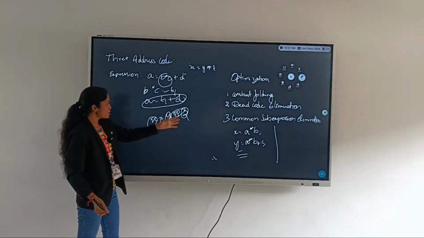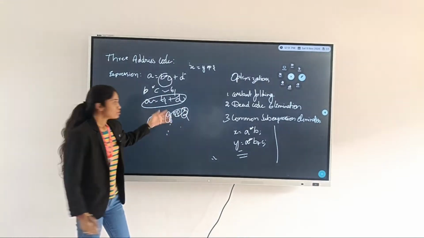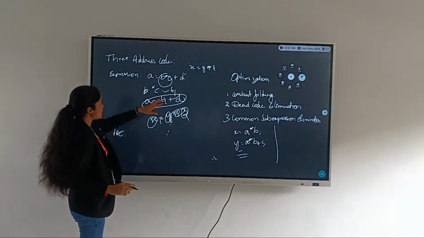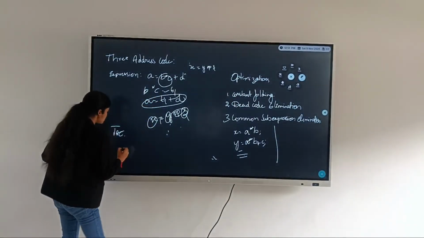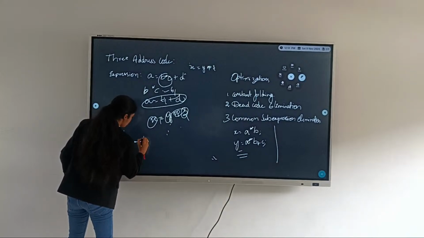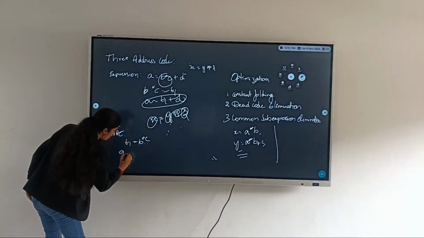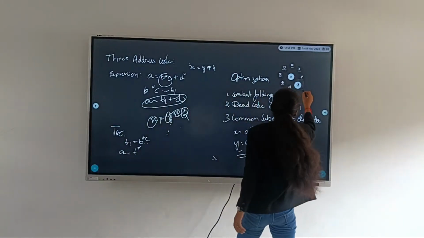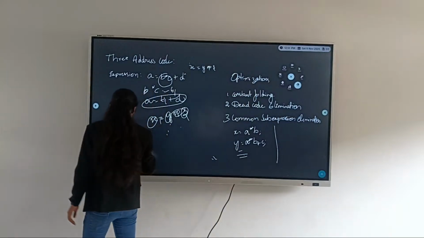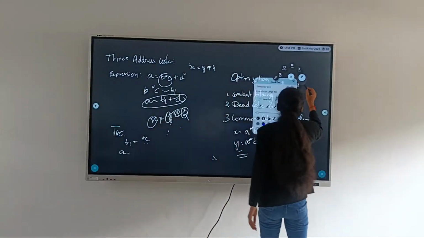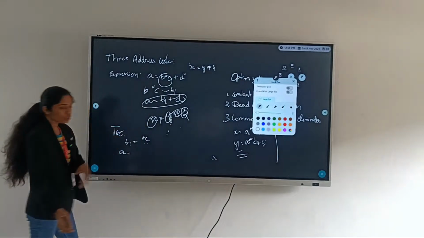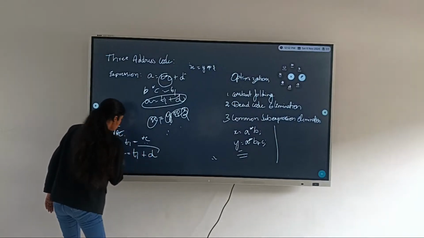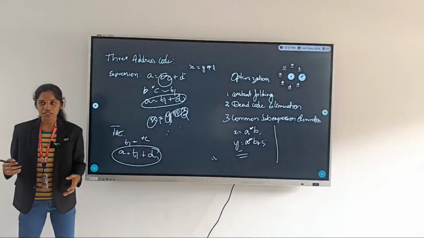Now we got this in the form of TAC, right? So the TAC representation looks like t1 = b * c, right? And now what will a become? a = t1 + d. So this is the actual TAC representation.